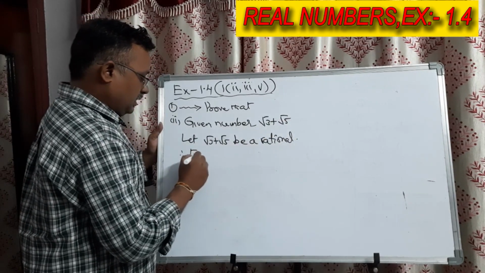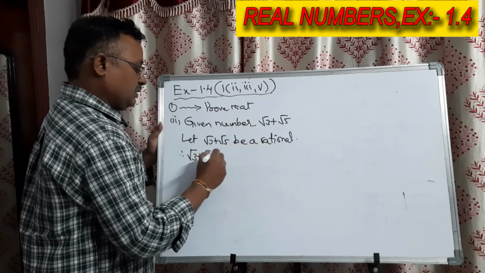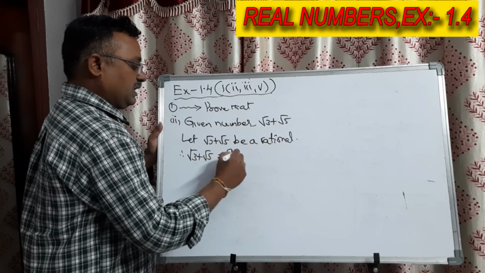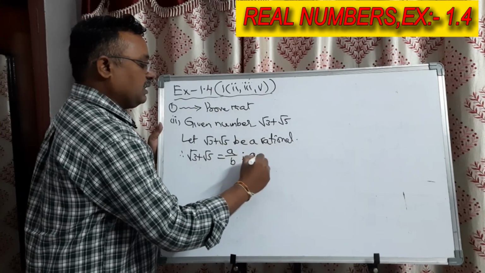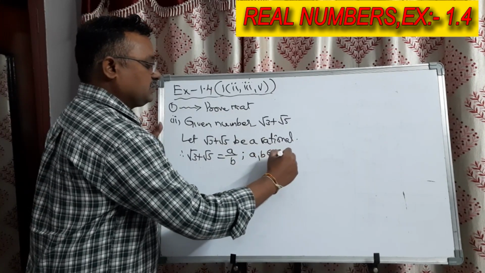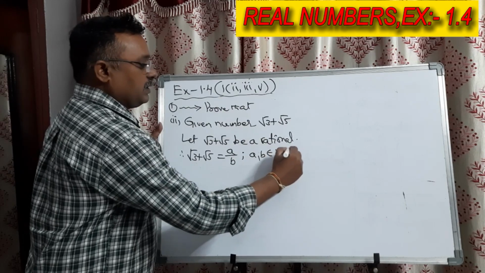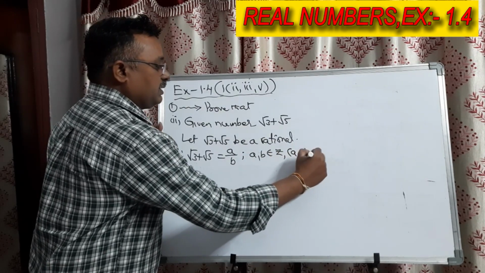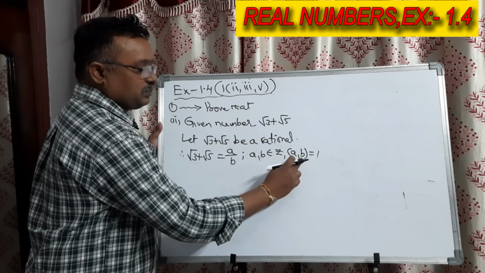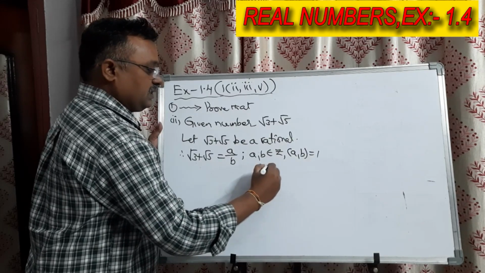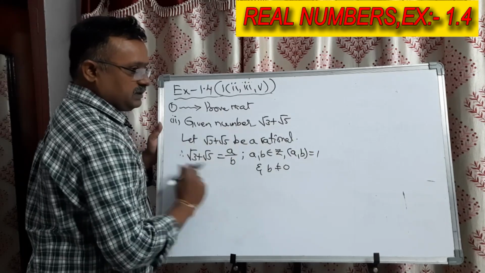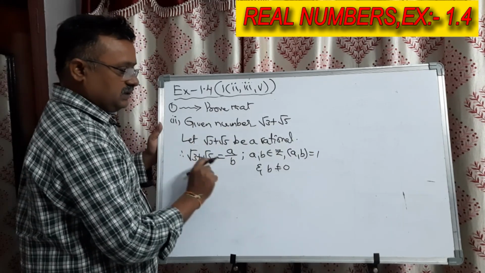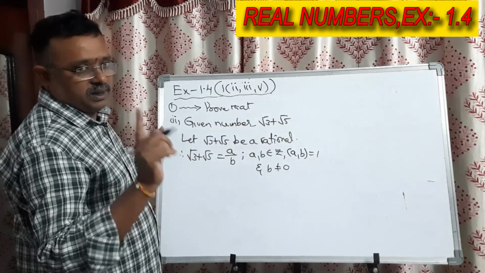Therefore, root 3 plus root 5 can be taken as a by b because it is rational, where a, b belong to Z, the ordered pair gcd of a, b is equal to 1, meaning both are co-primes, and b not equal to 0. This step is compulsory. Just for writing this step you will be awarded 1 mark.